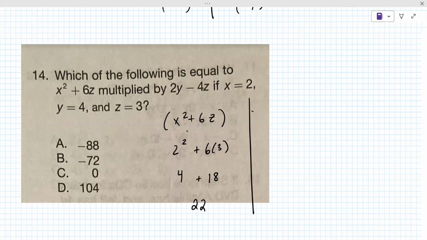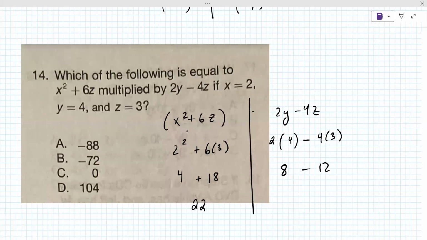So for the other one here, it's 2y minus 4z. 2 times 4, that's 8. 4 times 3, that's 12. 8 minus 12 is minus 4. So now you're going to take, yeah, it was -4. I was getting -48 last time. I was trying to make it be -4.